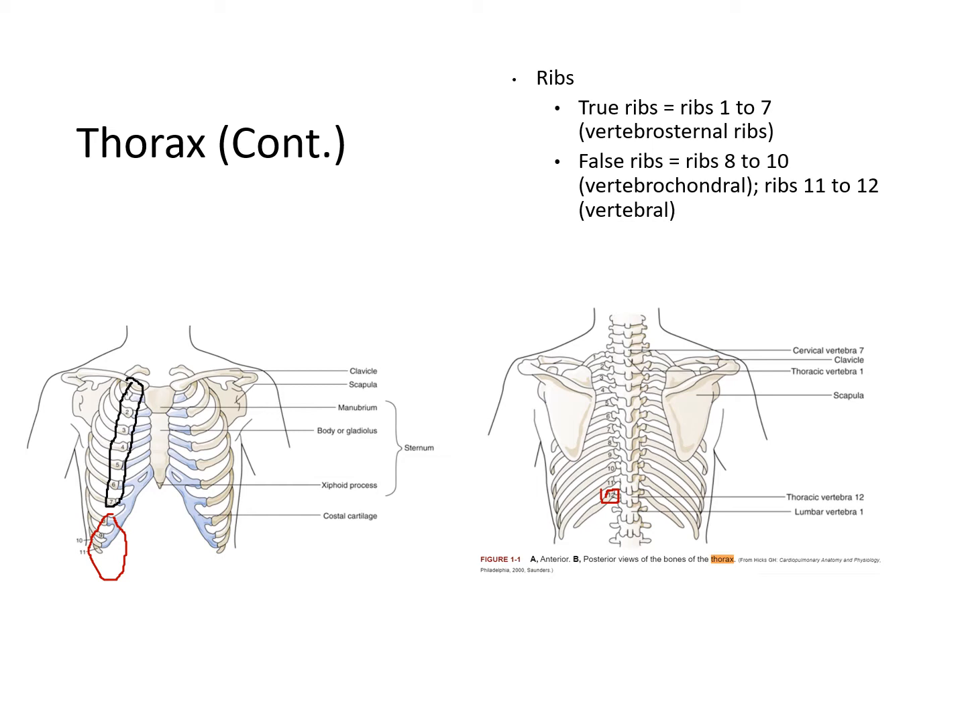And one thing I want you to notice about the lengthening of the ribs, so the true ribs increase in length from above downward. So rib number 1 is shorter than rib number 2, rib number 2 is shorter than rib number 3, so on and so forth. And the false ribs, they actually decrease in length from above downward.